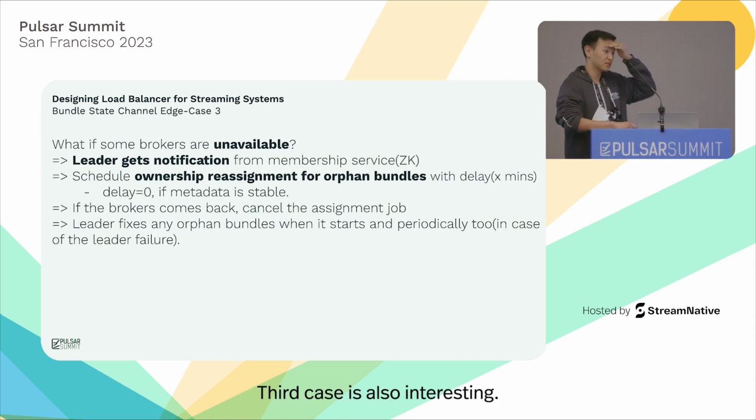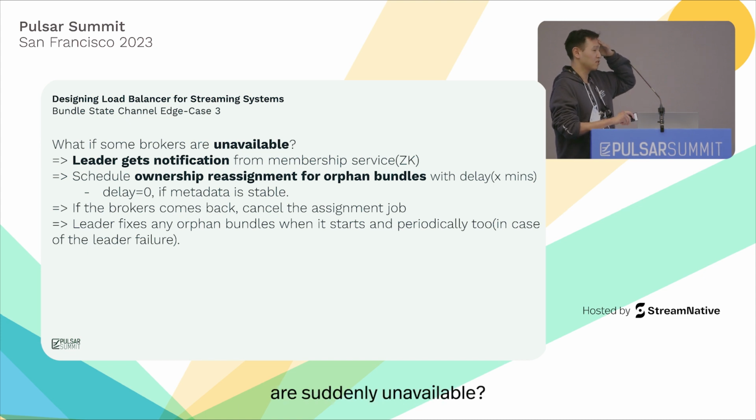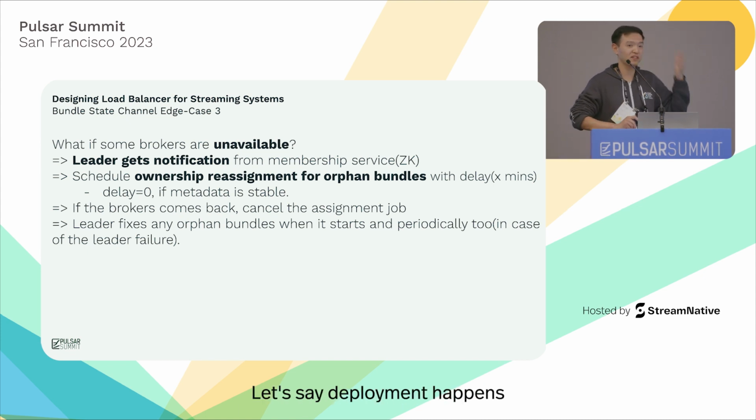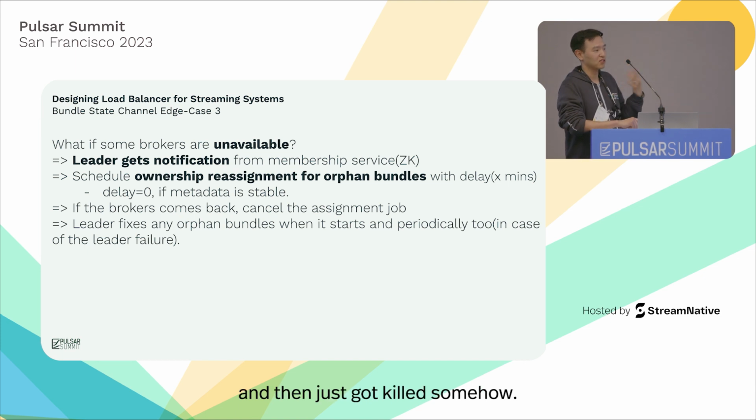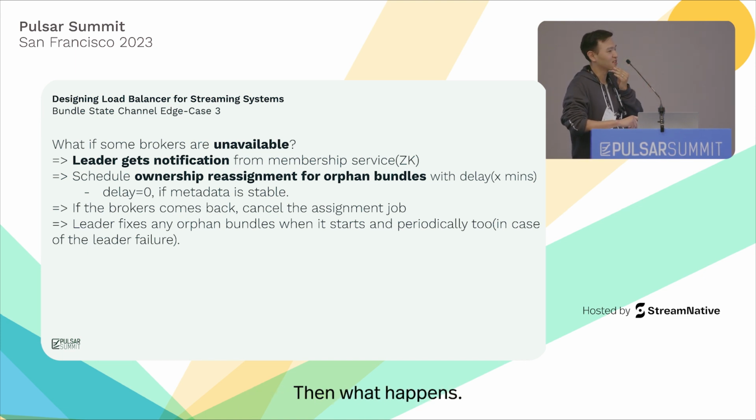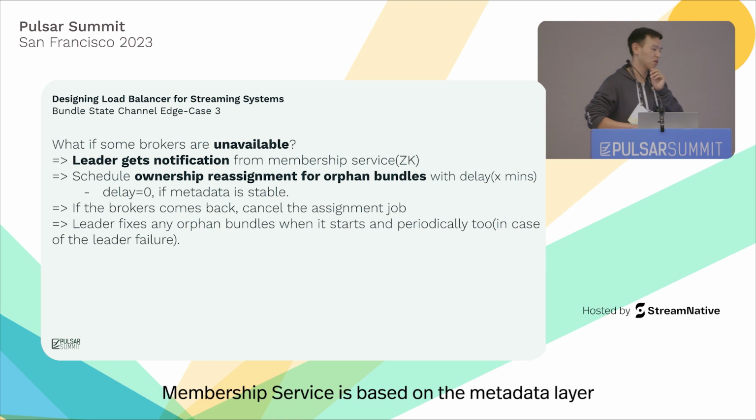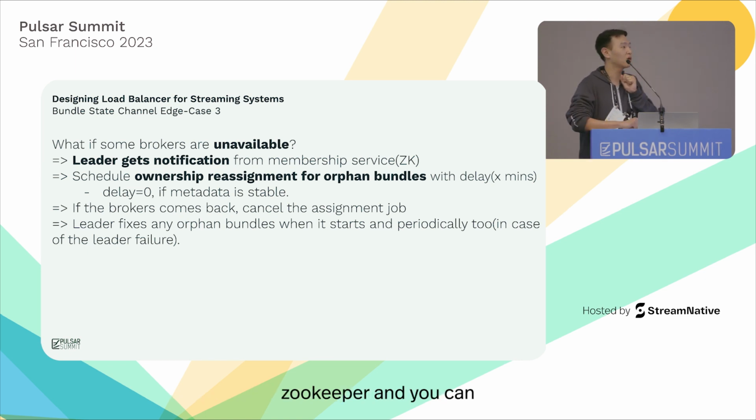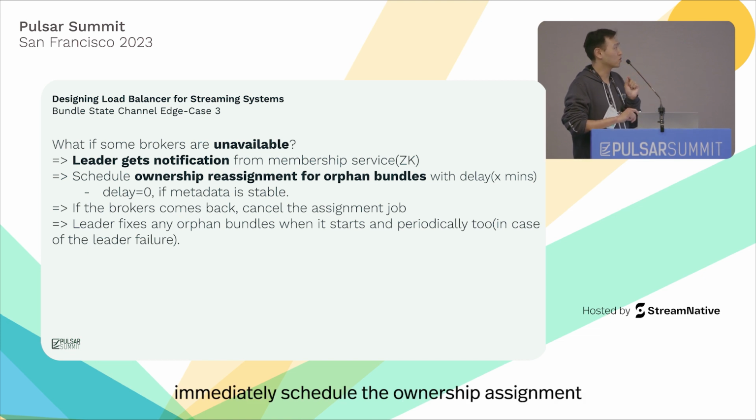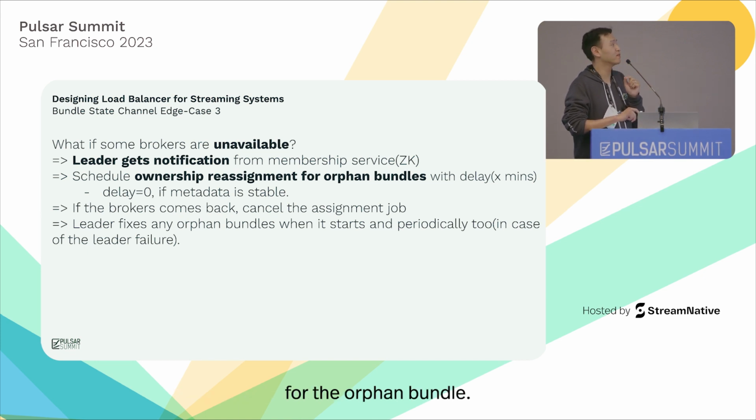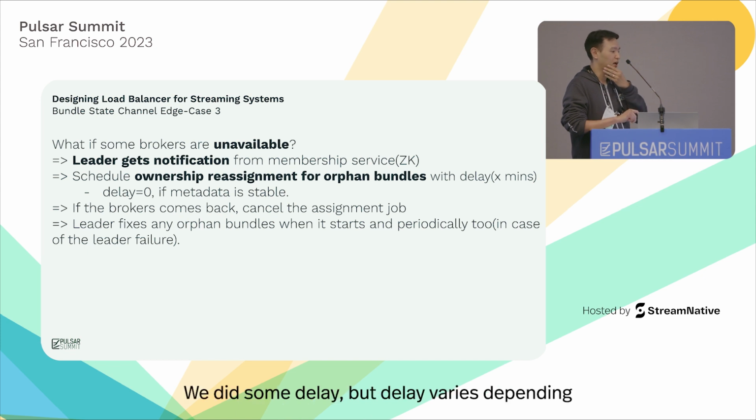Third case is also interesting. What if some brokers are suddenly unavailable? Let's say deployment happens, and then one just got killed somehow. Then what happens? In this case, the leader broker gets notification from the membership service. Membership service is based on the metadata layer, ZooKeeper. And it can schedule the ownership reassignment for the orphan bundles within some delay. The delay varies depending on the stability of the metadata store.